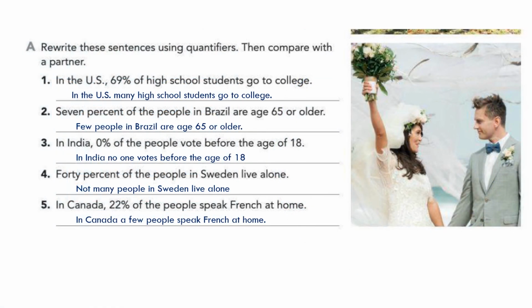These are the statements. 1. In the United States, many high school students go to college or university. 2. Few people in Brazil are age 65 or older. 3. In India, no one votes before the age of 18. 4. Not many people in Sweden live alone. 5. In Canada, a few people speak French at home.